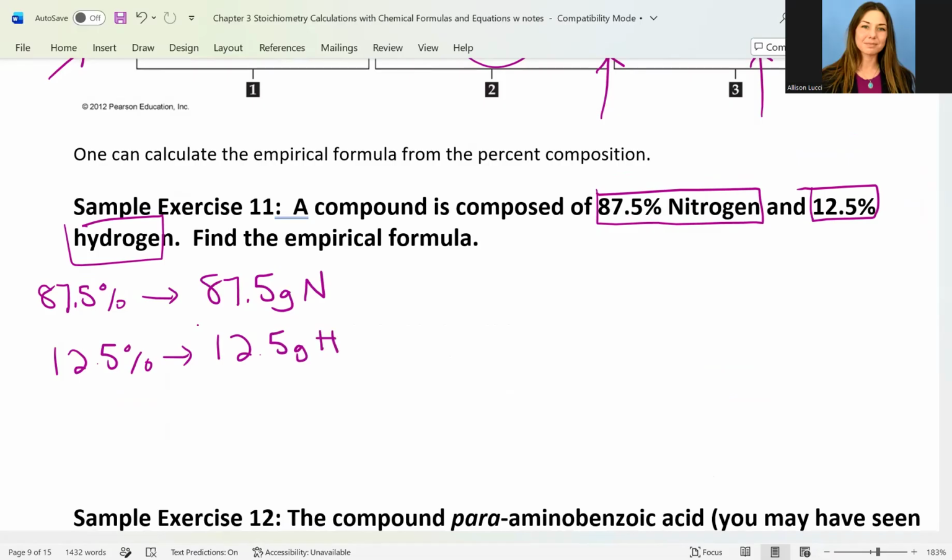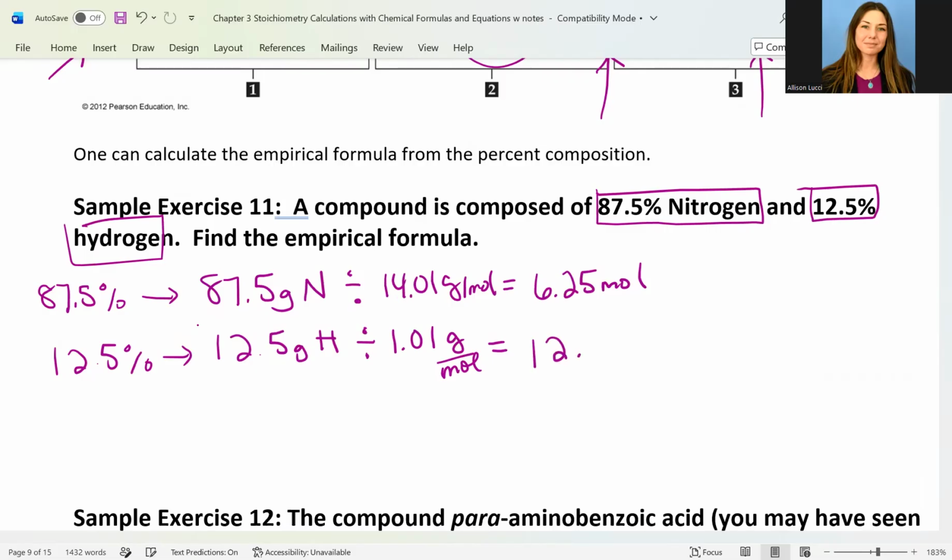So we said that next we're going to divide by the molar mass for these compounds. So divide by 1.01 grams per mole, and that'll give us how many moles of hydrogen. And then if we divide by 14.01 grams per mole here, that will give us the moles of nitrogen. So this turns out to be about 6.25 moles, and this is about 12.37 moles.